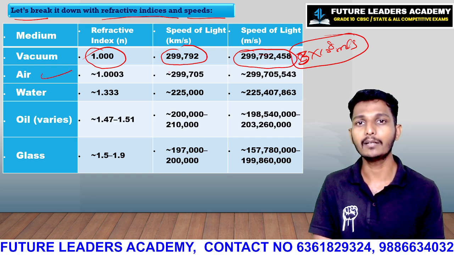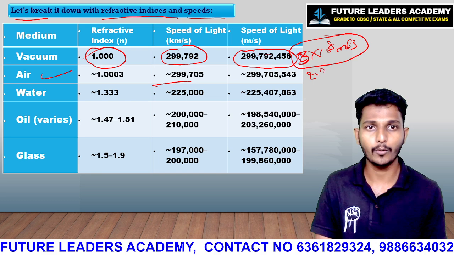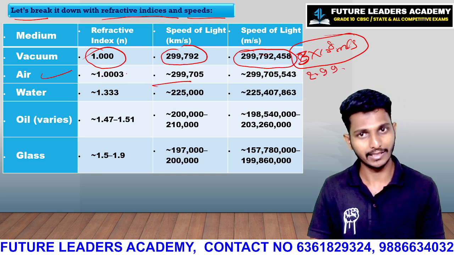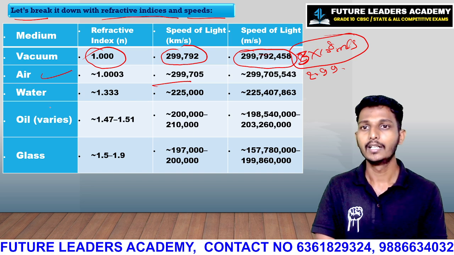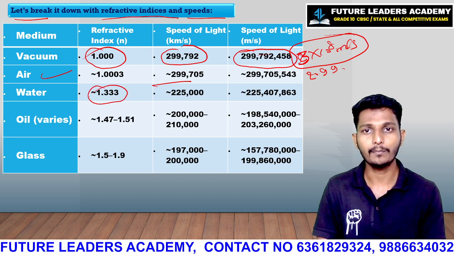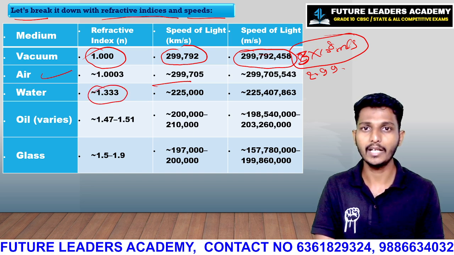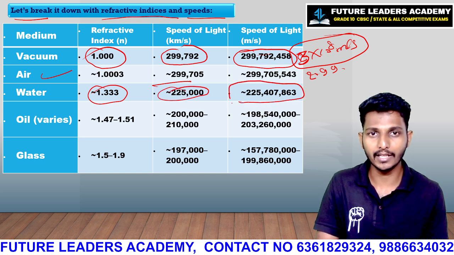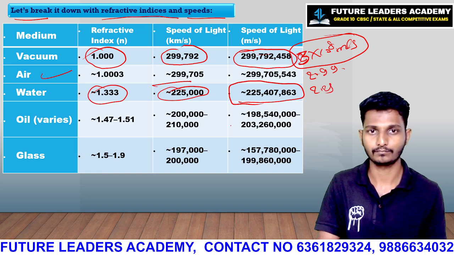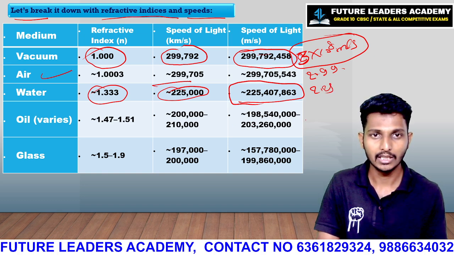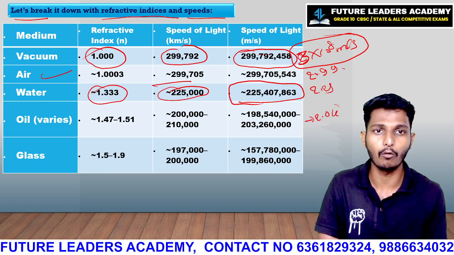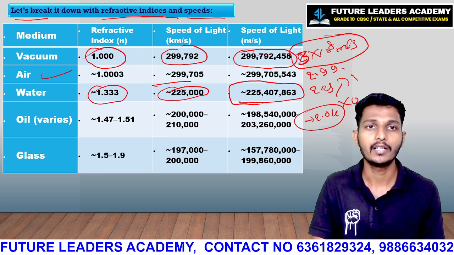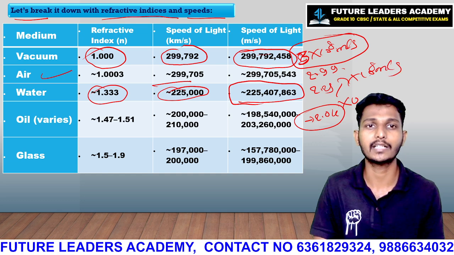And in the air medium, you can write 2.99, and the refractive index is 1.003. In water, 1.33, or 1.333, and 2.25 as we discussed. In meter per second, you can write 2.25. Here it is 2,03, you write it as 2.04. 2.04 into, don't forget to multiply, 10 to the power 8 meter per second is important.